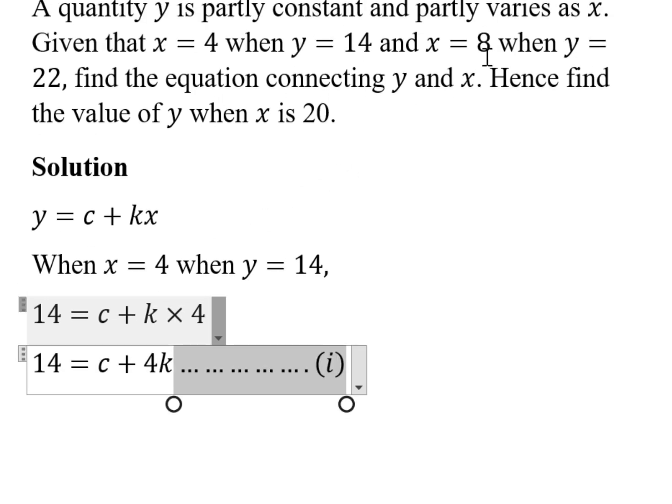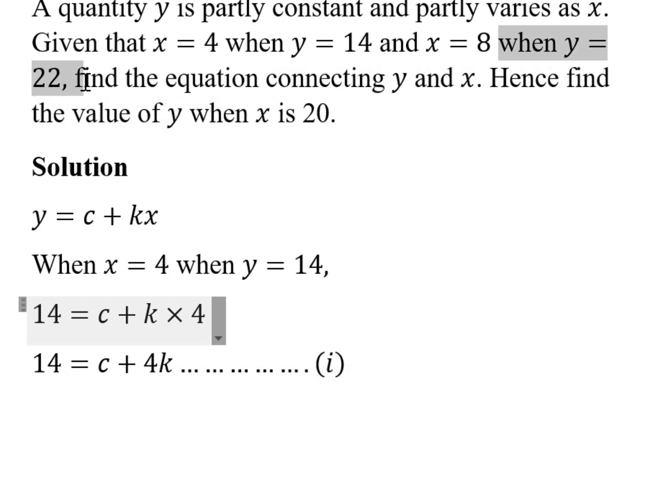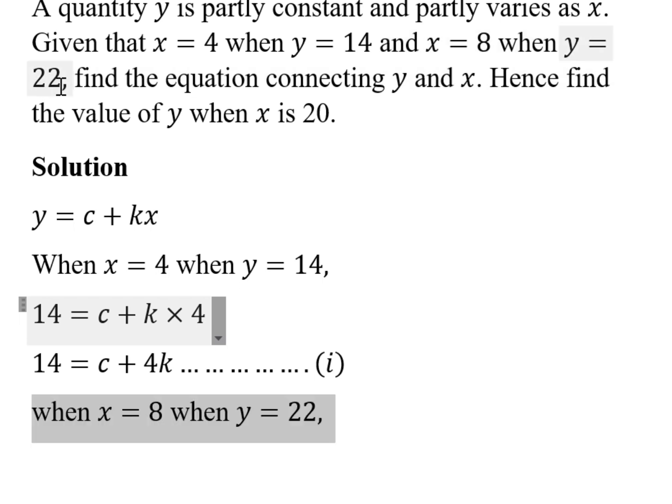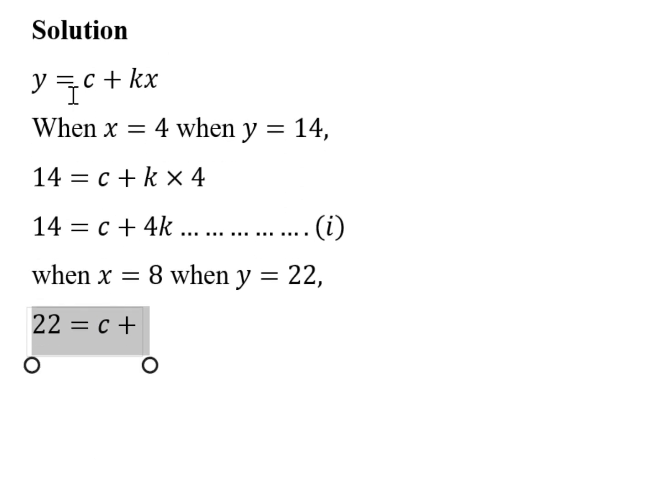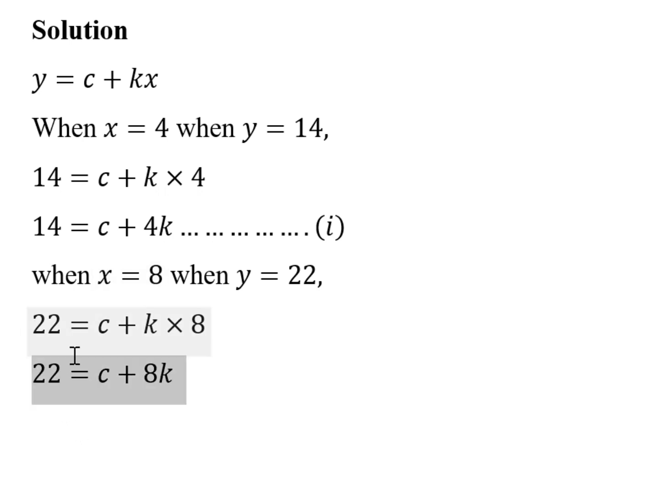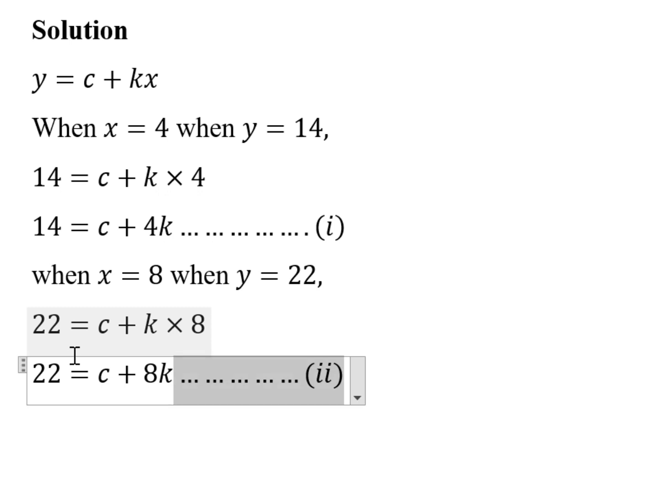Then we pick the second part of this statement, from here: x is 8 when y is 22. So we shall say when x is 8 and y is equal to 22, let us substitute them in this incomplete equation. We shall have 22 being equal to c plus k times 8. This simplifies to 22 being equal to c plus 8k, and that is another simultaneous equation.